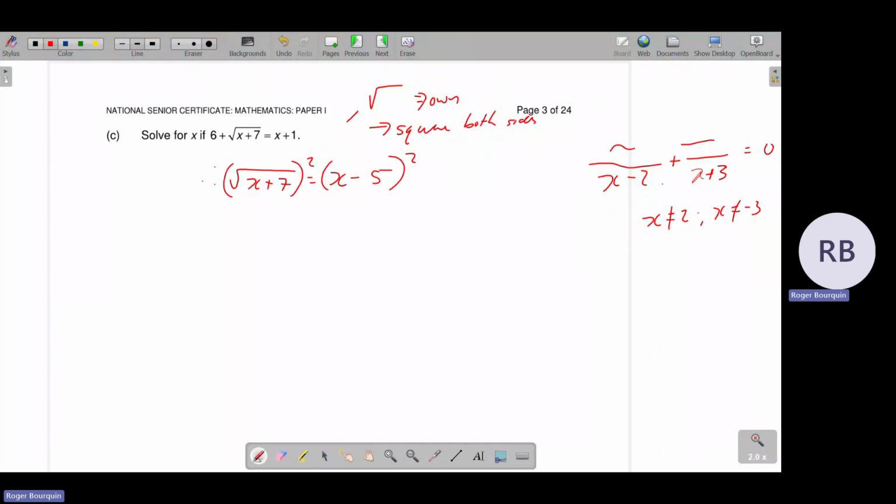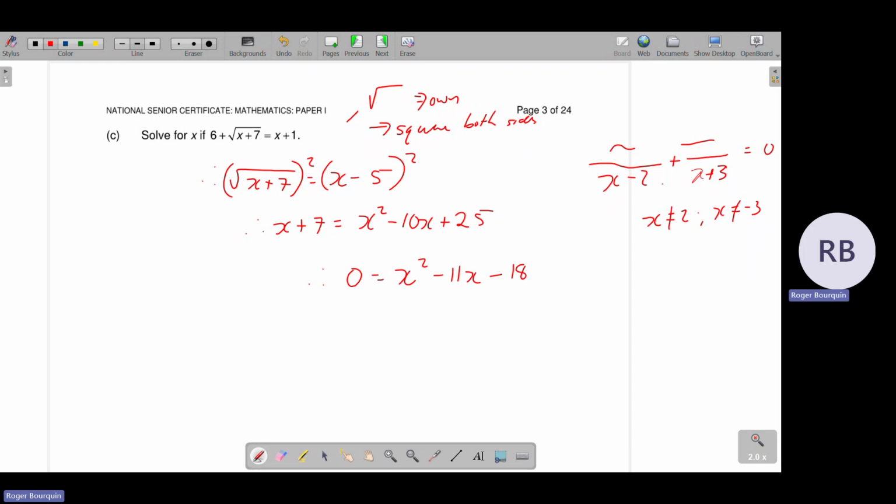The same thing happens here. Okay, there's error when you square out. So here the square and the square root just cancel out. If I square this out, what am I going to get? X squared minus 10x plus 25. Don't forget that middle term. Okay, it's a quadratic. Get everything to one side. So I'm going to have 0 is equal to x squared minus 11x. 25 minus 7 is minus 18.